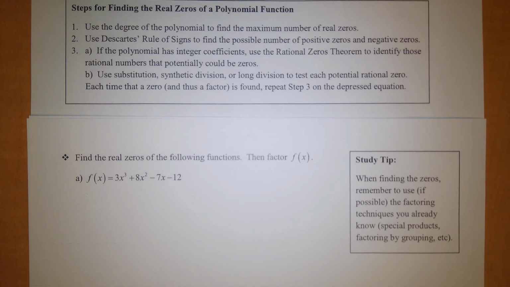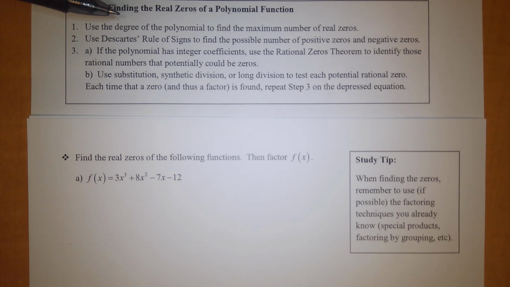Alright, so we're going to go through two examples of how to find the real zeros, and it's quite a long process, so I allowed a lot of room to do my work. We're going to go through the steps for finding the potential real zeros of a polynomial function.